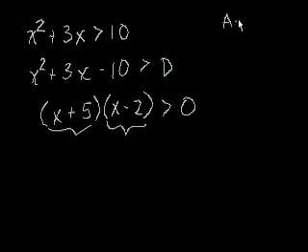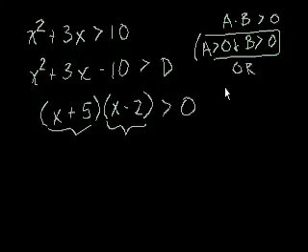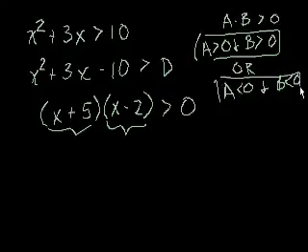If I told you that a times b is greater than 0, we know that either a is greater than 0 and b is greater than 0, which just means that they're both positive. Or a is less than 0 and b is less than 0, which means that they're both negative, right? All we know is that they both have to be the same sign in order for their product to be greater than 0. And we just do the same thing here.